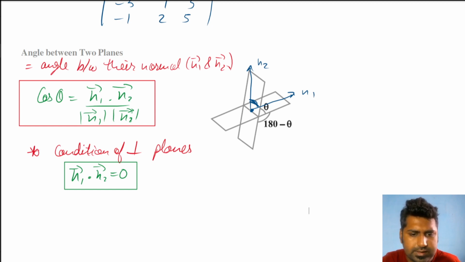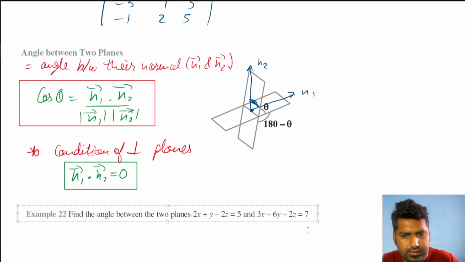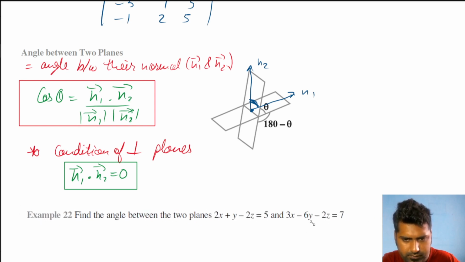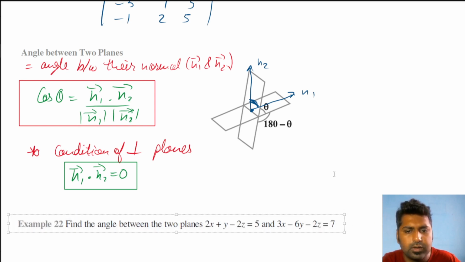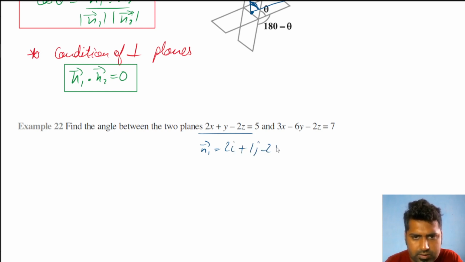The question is saying find the angle between the two planes. The angle between two planes is the angle between their normal vectors. What is the n1 vector here? Components of x, y, z: 2i plus 1j minus 2k. And n2 is 3i minus 6j minus 2k.